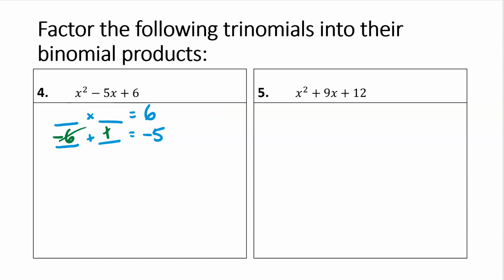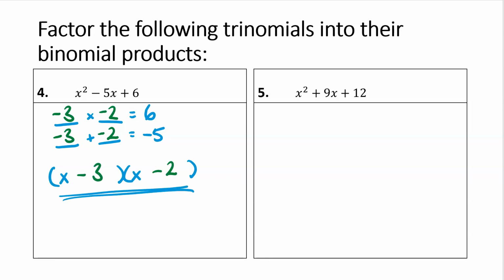It's okay to get things wrong every now and then. So how about a negative 3 and a negative 2? Negative 3 times negative 2 is a positive 6. Negative 3 plus a negative 2 is a negative 5. So those numbers work. After we choose our numbers, we have two sets of brackets with the x in front, and we just place our numbers in those brackets. So we have x minus 3 multiplied by x minus 2, and that is our answer.